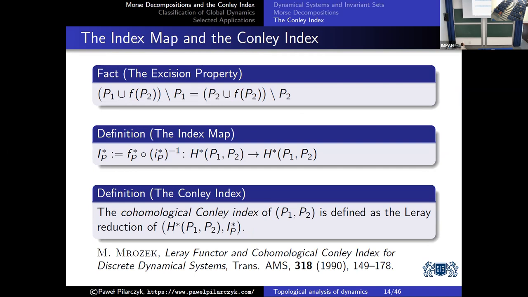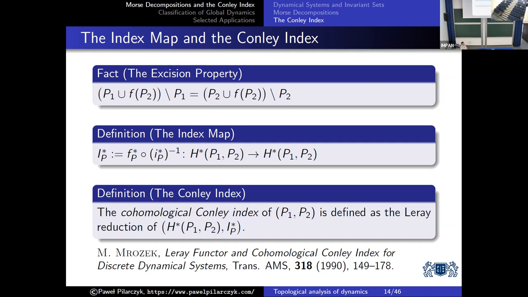He found out that in addition to considering the index map, you also need to do some quotient. What he called the reduction functor, essentially it means that you need to take the quotient of this map by the generalized kernel, because there might be some non-trivial homology that is mapped by the map into trivial elements in homology, and you want to get rid of them. You only want to keep the part that gets invariant under iterations of the map. Okay, so this is just brief information about this fact.